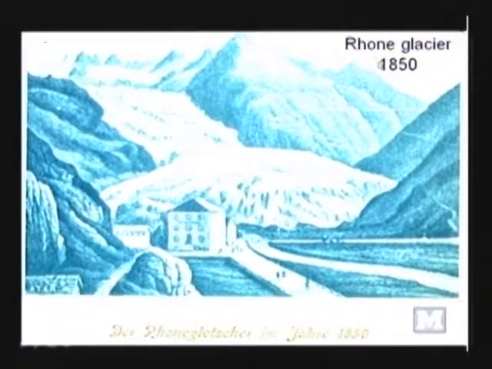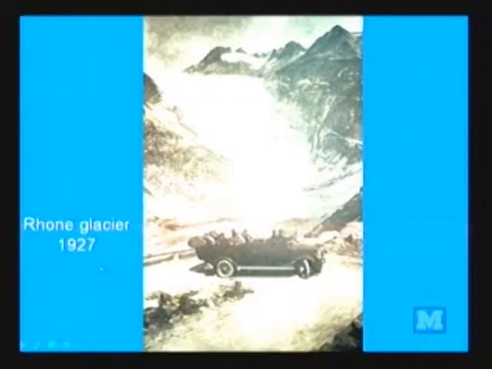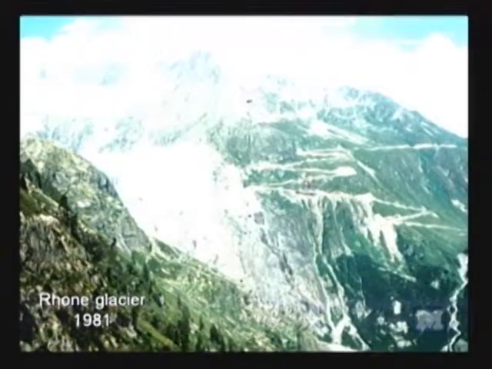Here in Switzerland, the Rhone Glacier in 1850. It was this big tongue of ice that came from an upland valley down a slope and had this big globe of ice in the valley that you can see here. And this was in 1850. And by 1927, here's the Rhone Glacier. The tongue of ice coming down from the uplands is still there, but the big globe that was down here is gone. By 1981, the slope is now free of ice, but there's still ice in the upland valley.